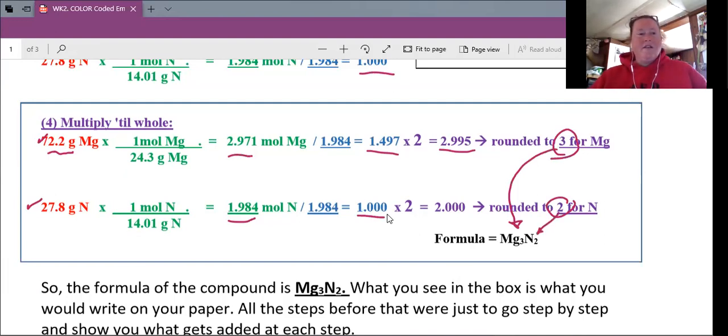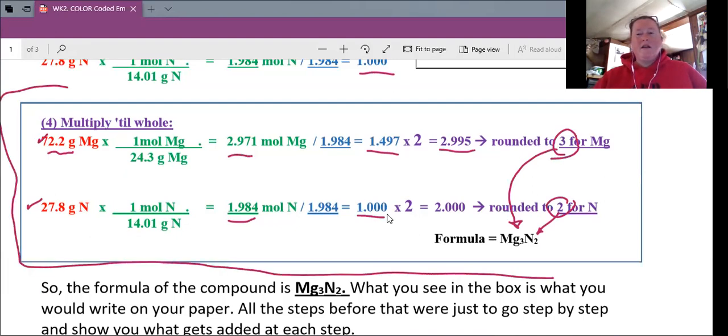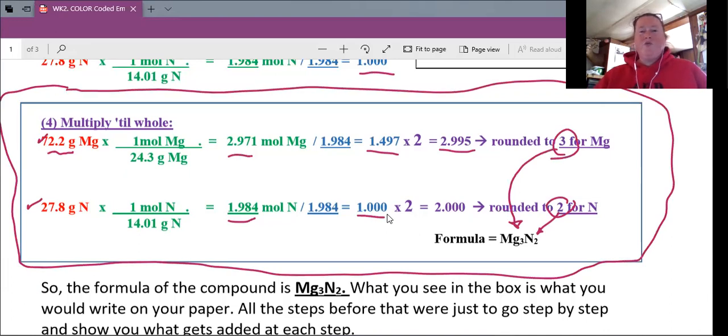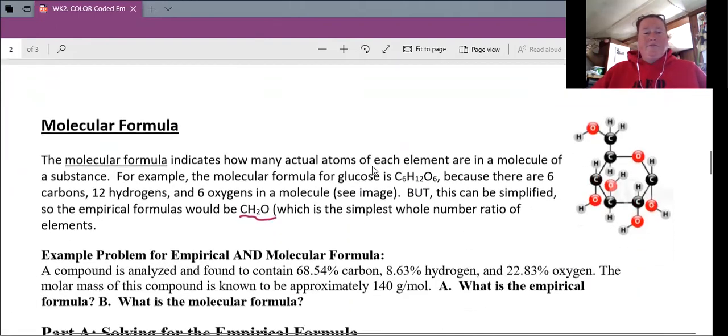Now what you see in this box is the acceptable work that you would want to show for completing a problem like this. It is very important that you show units and formulas at every single step. So this is the model problem for what your problem should look like. All right, we're going to very quickly go through another one.